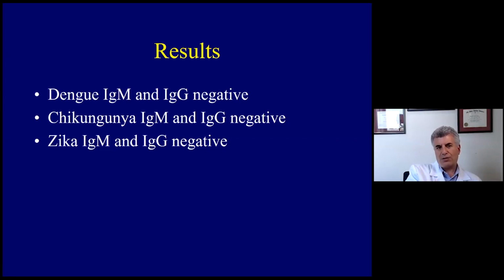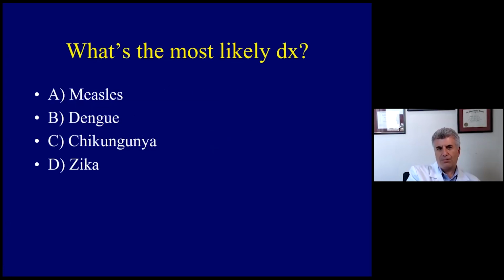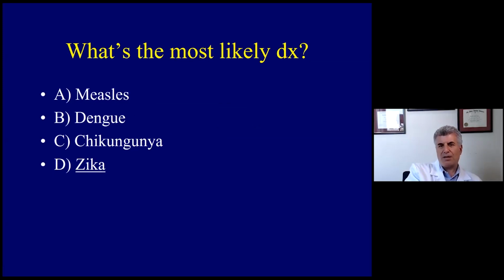And here are the results. The dengue IgM and IgG were negative. The chikungunya serology, negative. And the Zika serology, negative. So what's the diagnosis? And if you said Zika, you're correct.